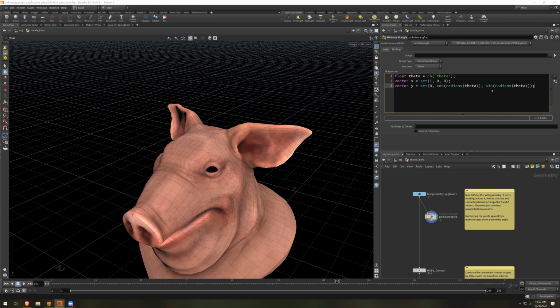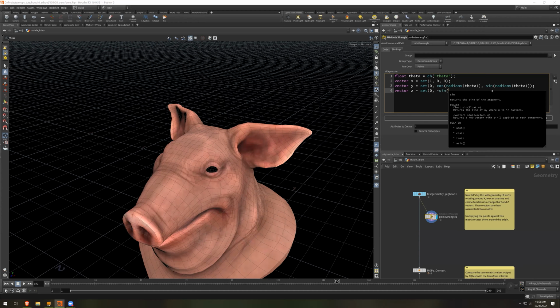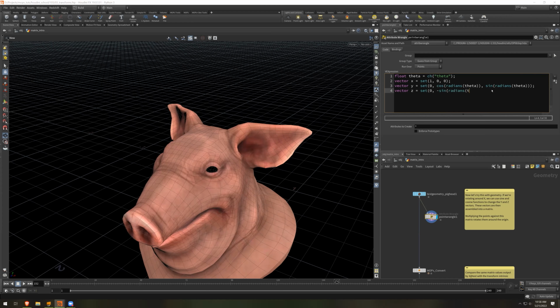And then z is going to be very similar, but just slightly different. Again, we're not going to change the x component because that's our axis of rotation. But in this case, the y component is going to be the negative sine of theta. And then the z component is going to be the cosine. So it's a lot of sine and cosine functions with very specific orders sort of wrapped up into these three vectors.